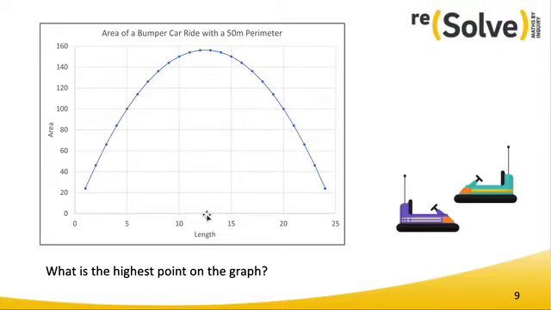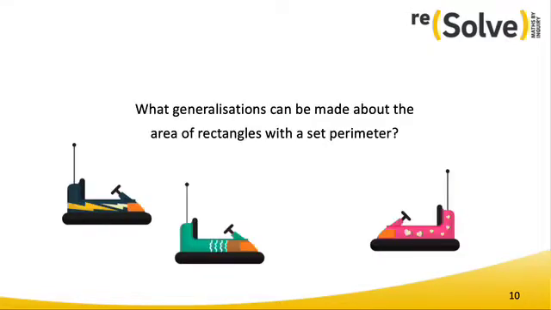I wonder what shape this rectangle is that has a length of 12 and 13. It's very close to a square. What can I say about the area of a rectangle? What generalizations can be made about the area of rectangles with a set perimeter?